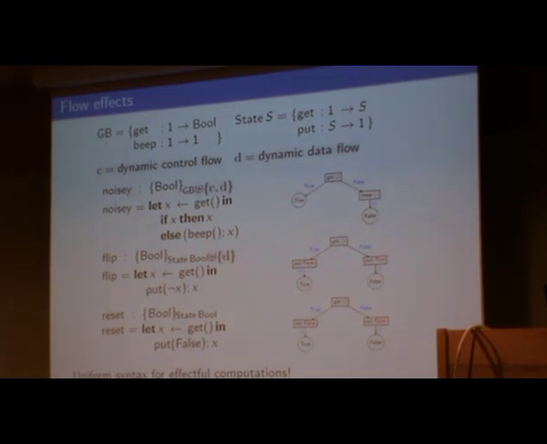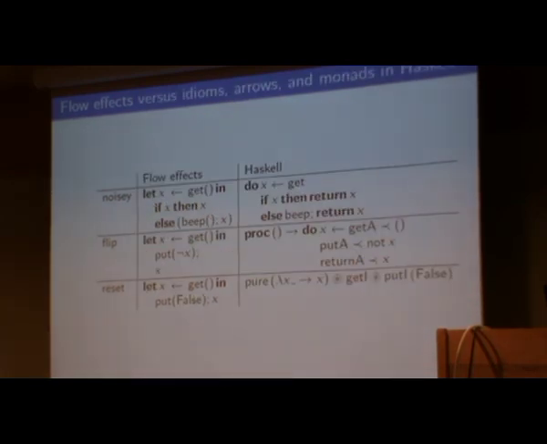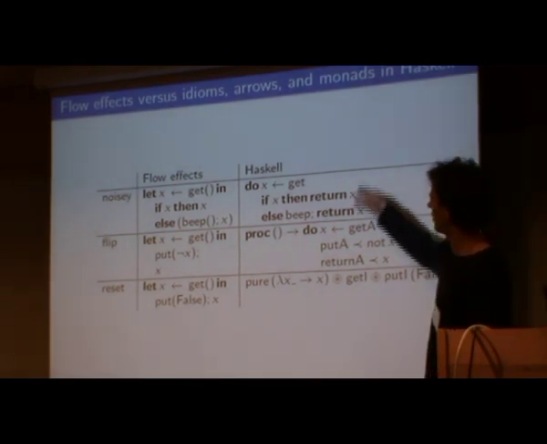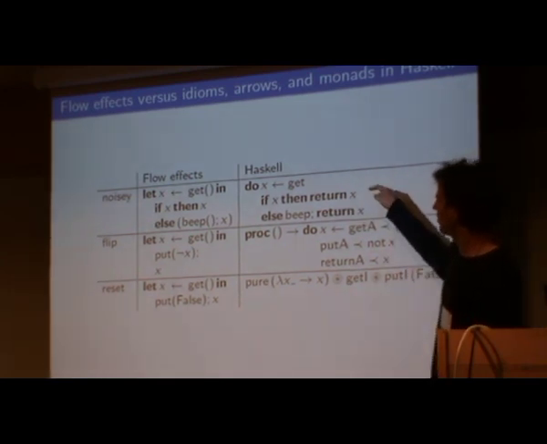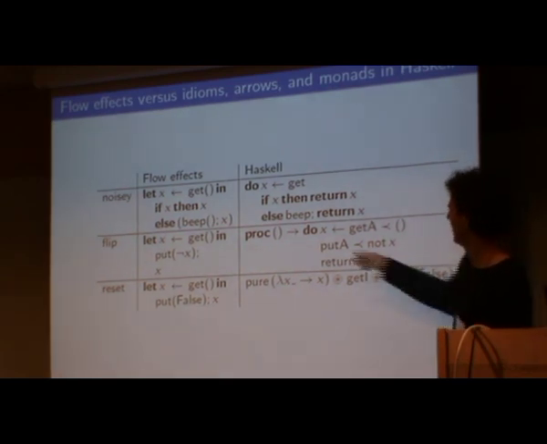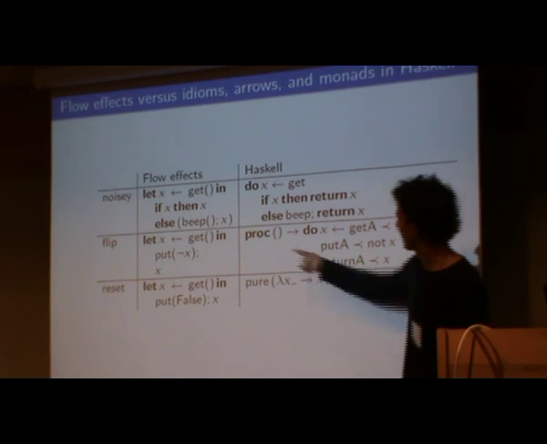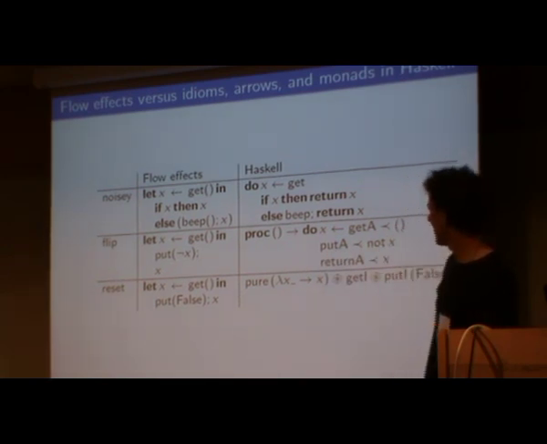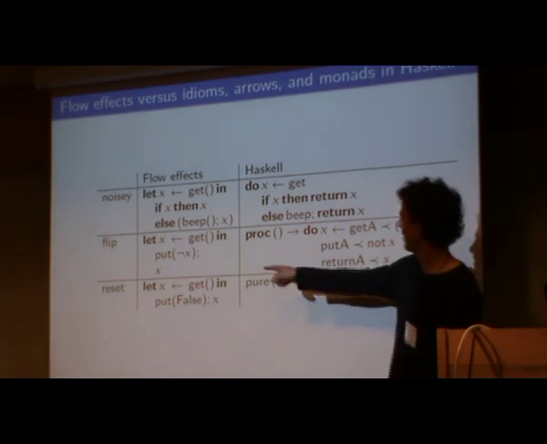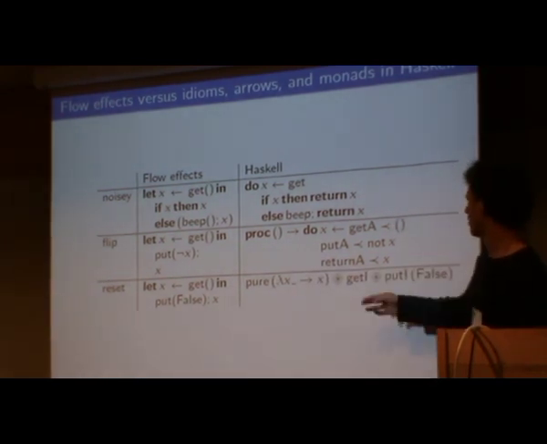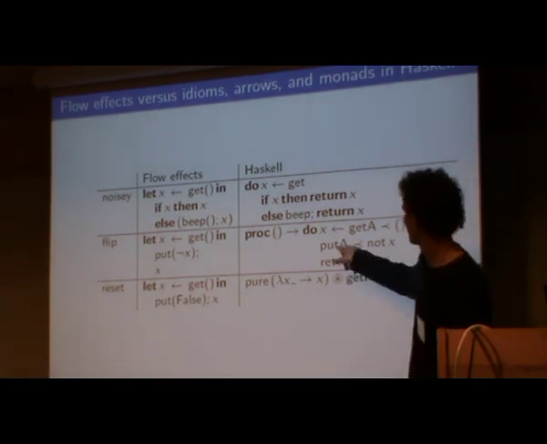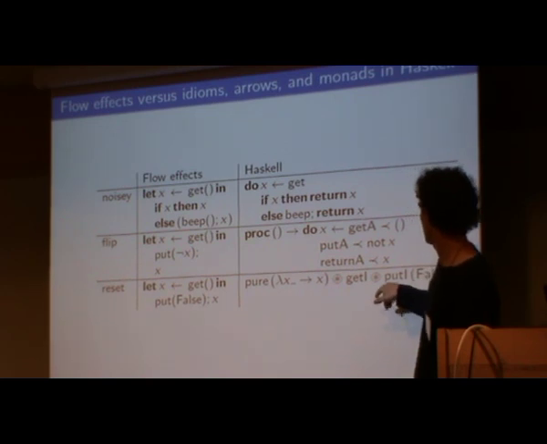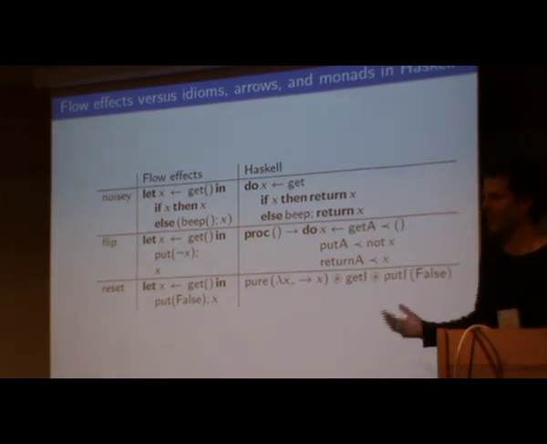But contrast this with how we would write these examples in Haskell. In Haskell, there's a do notation that we can use to write monadic code. But we don't write arrow code in the same way with do notation. We have to write something like this. And if we want to write an idiom one, then we have to write something like this. Also, note that we can't use the same get and put operations. We have to define different ones.